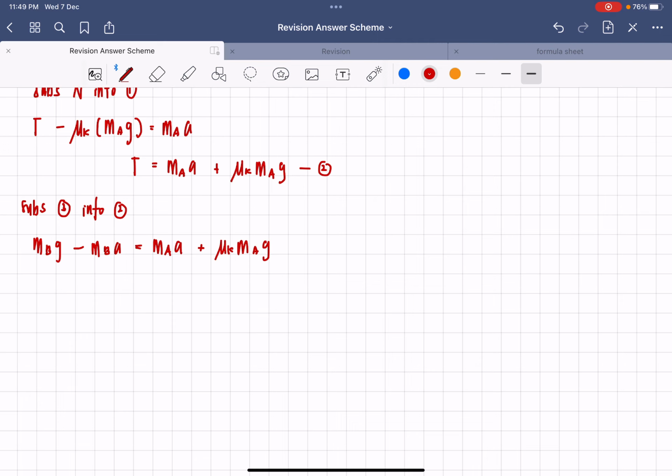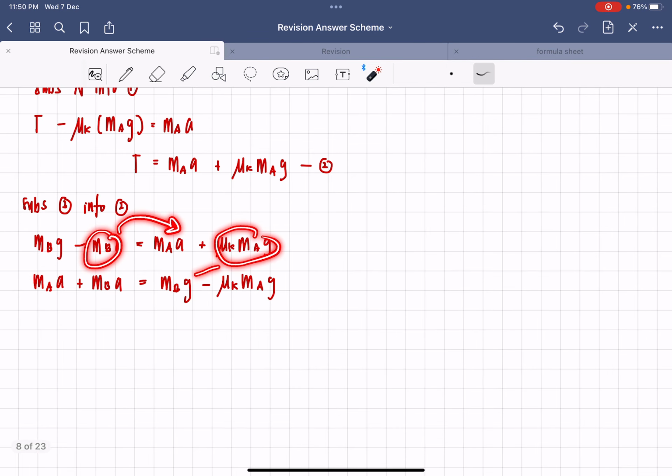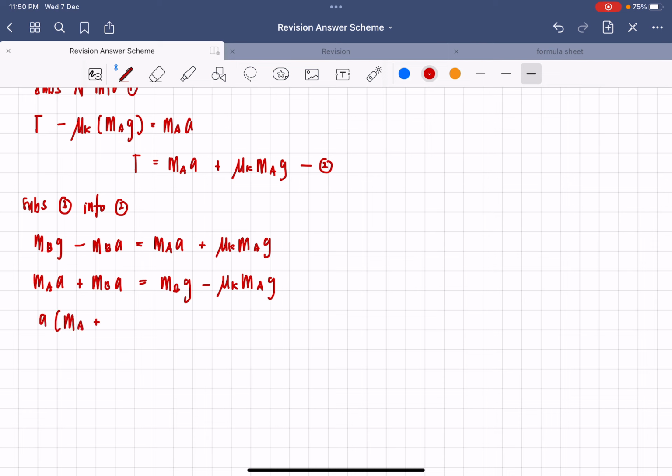lah. So we have MAA plus MBA equal to MBG minus mu K MAG. So what I did was I rearranged this. Pindah sini, yang ini pindah pergi sebelah. So dari positif dia jadi negatif. Yang ini dari negatif jadi positif. Okay, alright. And then factorize acceleration. So this is MA plus MB equal to MBG minus mu K MAG. So acceleration is equal to MBG minus mu K MAG.